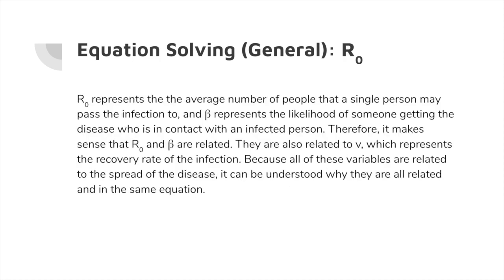So then last, for the equations, we have R of O. In this equation, we're not solving for R of O because, like I said, I researched for it. R of O is the number of people that a single person may pass the infection to, and beta, which is what we're solving for in this equation, is the likelihood of someone getting the disease who's in contact with an infected person. So it makes sense that R of O and beta are related. They're also related to V, which represents the recovery rate of the infection. Because all these variables are related to the spread of the disease, it can be understood why they are all related and in the same equation.